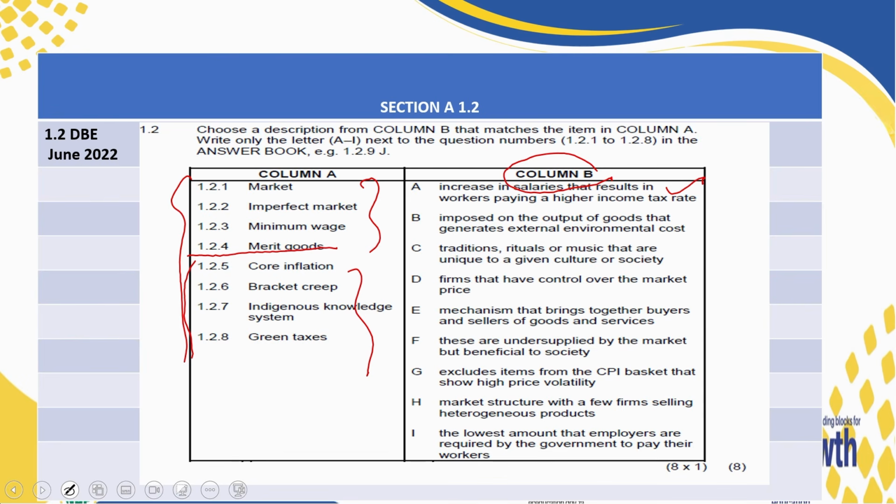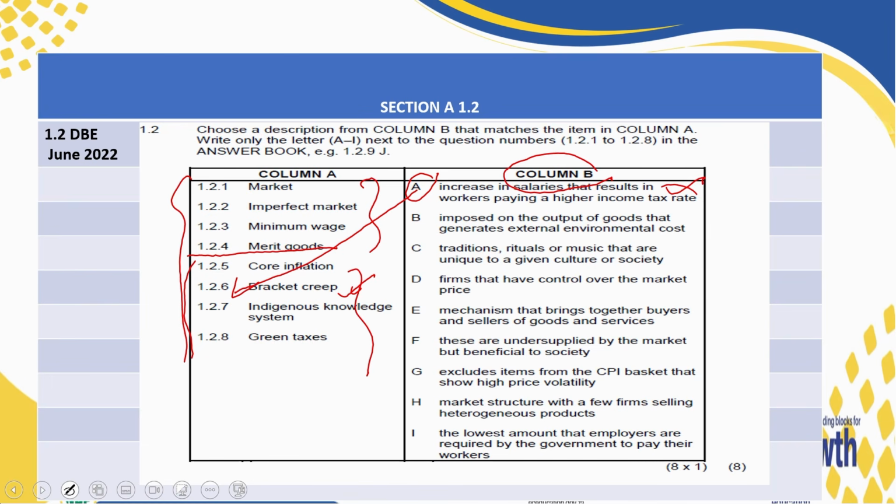Is it a market? Is it imperfect market? Is it minimum wage? Is it merit goods? Is it core inflation? Is it a bracket creep? First thing, you remember, you try to answer without looking. If the answer doesn't come, check what you have. Now we can see this is bracket creep. Now you take letter A and you bring it to 1.2.6. You write A, a very clear A.